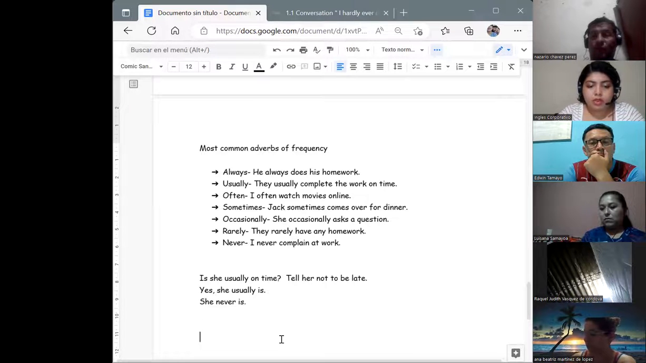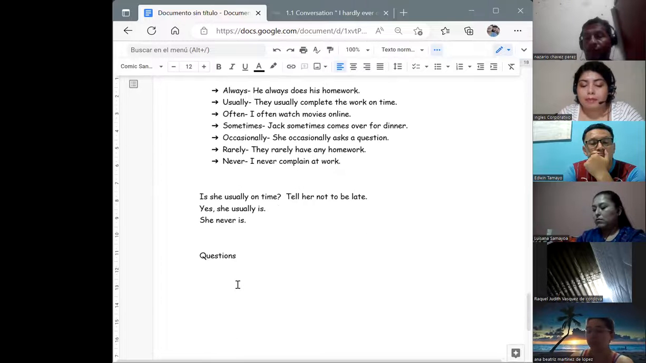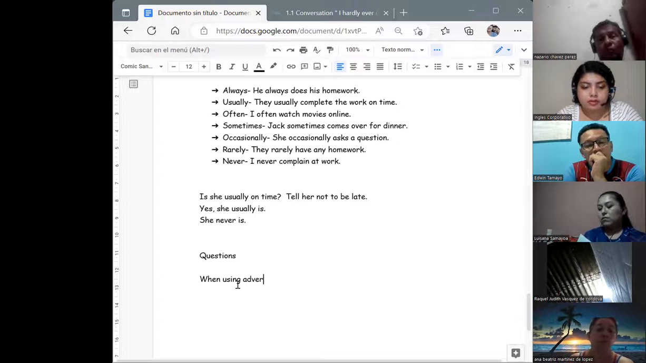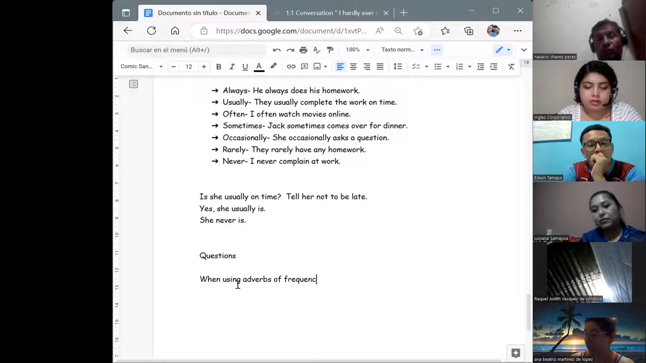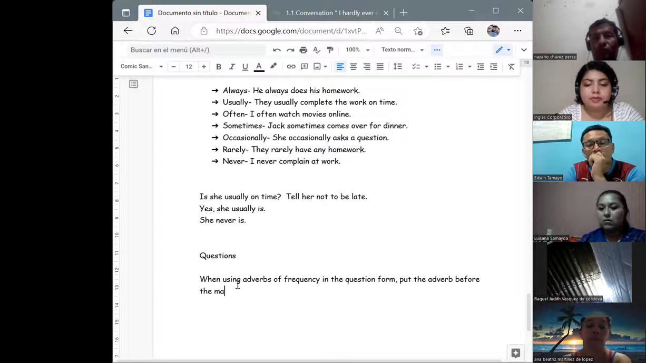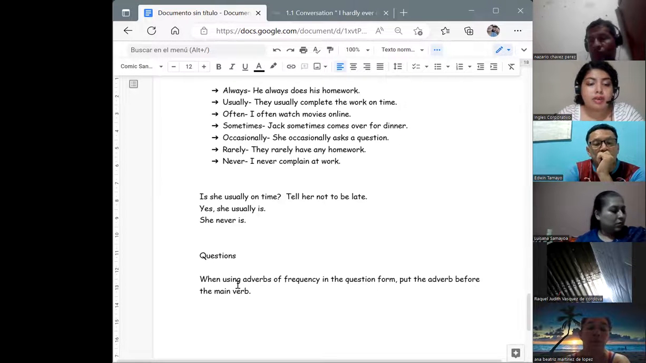Questions. Ya vimos el ejemplo, ahora vamos a ver más o menos la estructura, cómo se aplica. When we are using adverb of frequency in the question form, put the adverb before the main verb. And we have the structure. Vamos a ver cuál es la estructura.